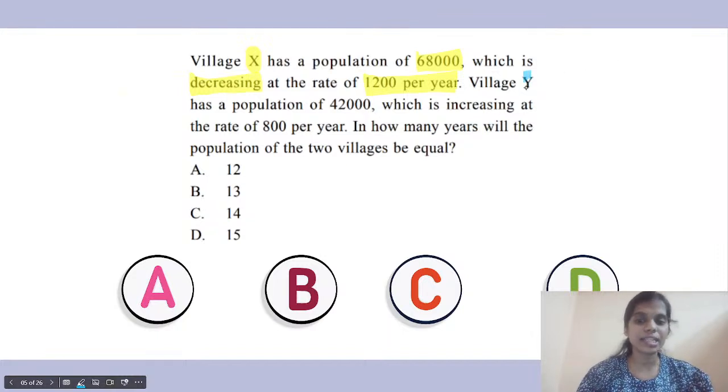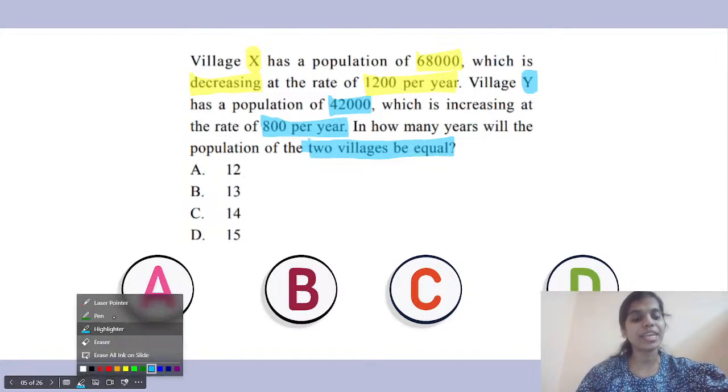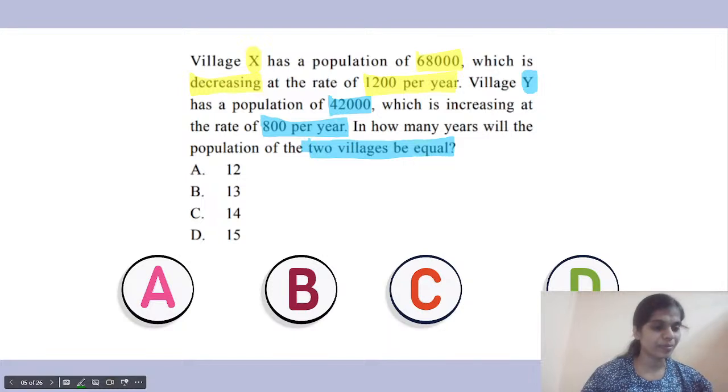Now here comes another village Y. It has a population of 42,000. Now the current population is 42,000, increasing at a rate of 800 per year. In how many years will the two villages' populations be equal? I need to find how many years it will take to make the population equal.